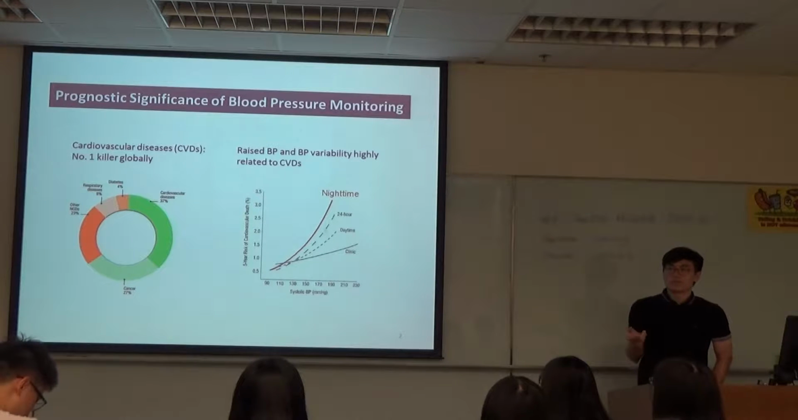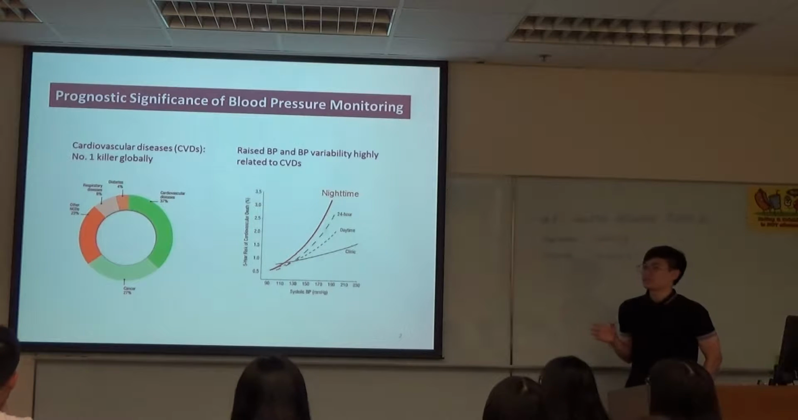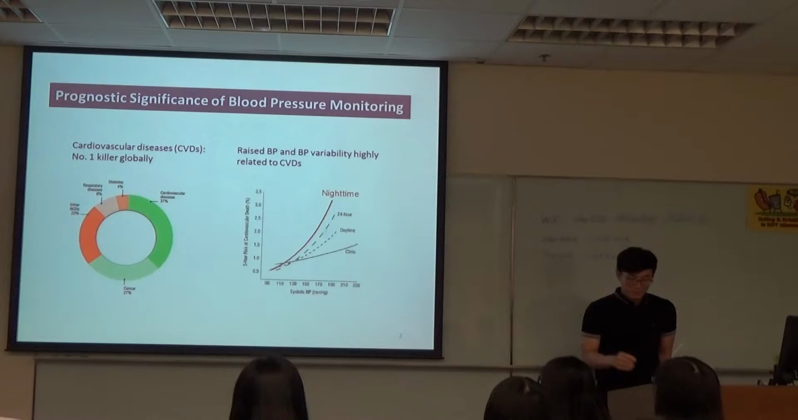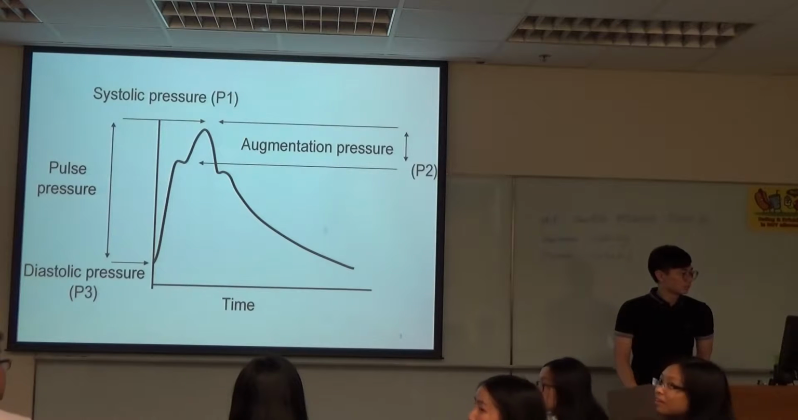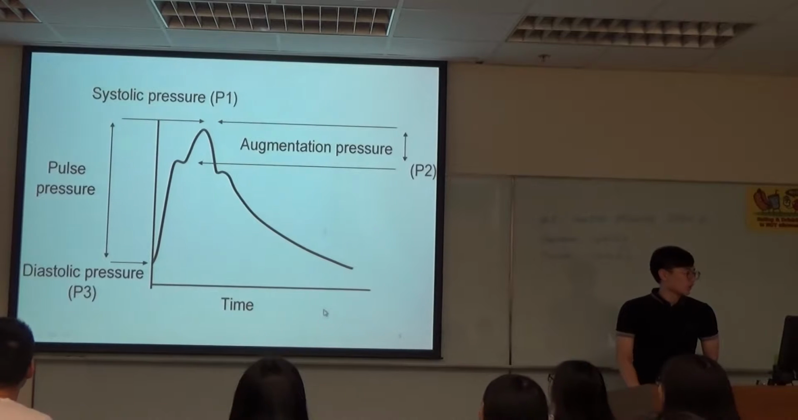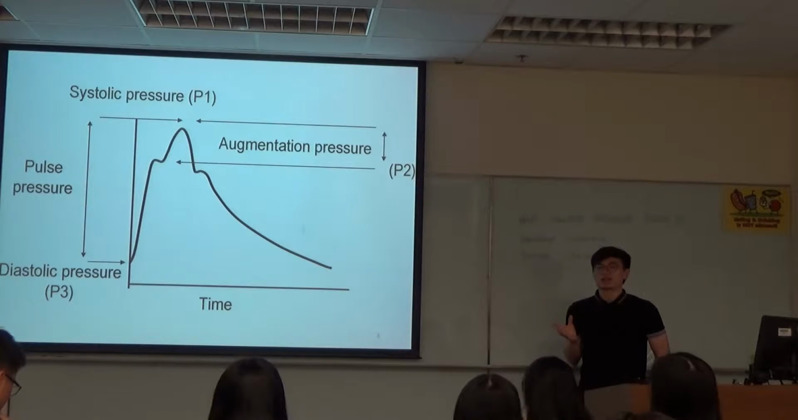For example, heart attack, stroke, and this kind of disease can actually be linked to abnormal blood pressure. So, what is blood pressure? In Wikipedia, blood pressure means the pressure that the blood applies to the external wall of the blood vessel.